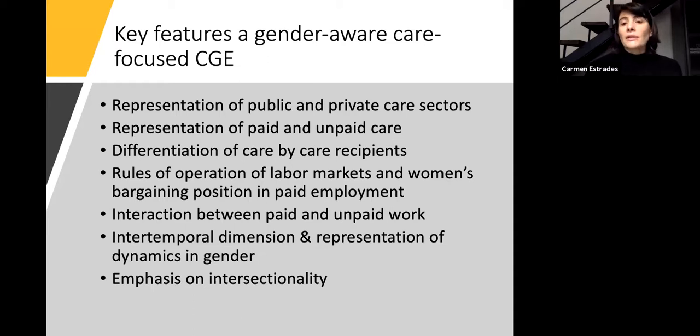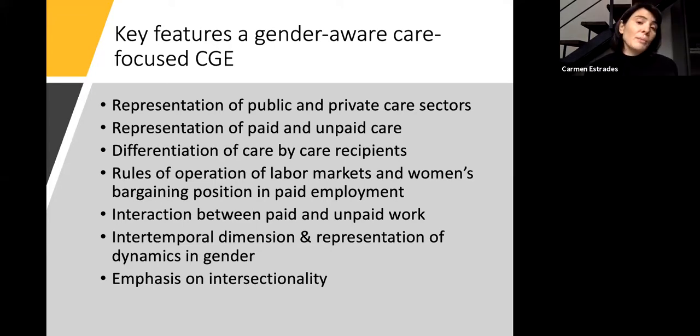Then there is an intertemporal dimension, which is extremely important, because the care that, for example, a small child receives in the first years of his or her life will affect how he or she will, for example, participate in the labor market in the future. So a good quality care service received in the early years will have an impact on labor market participation in the future. Also, we need to account for some dynamics and intertemporal decisions.